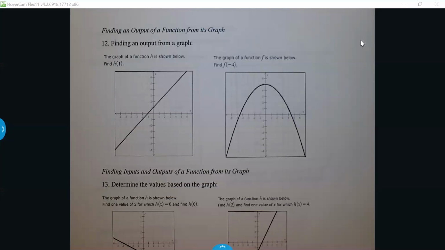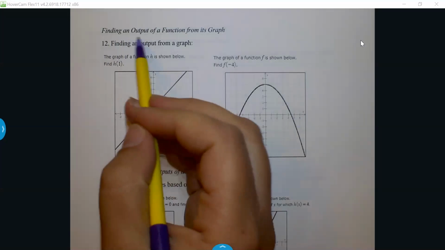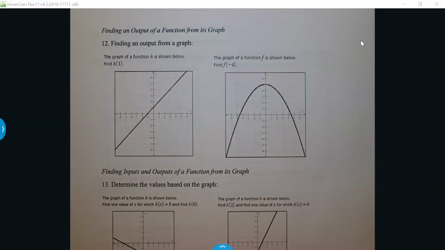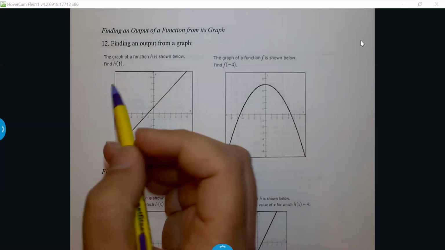Okay, this is part 2 of going over module 7. We are going to be starting out with the topic finding an output of a function from its graph. We did this in MAT137, but let's just go over it again.